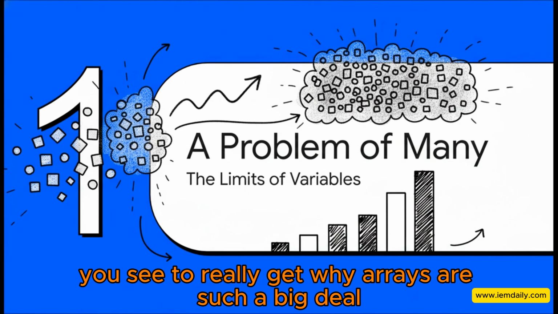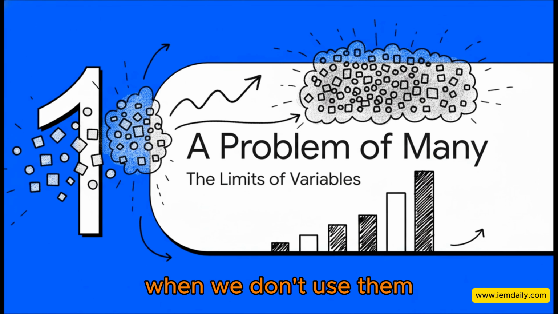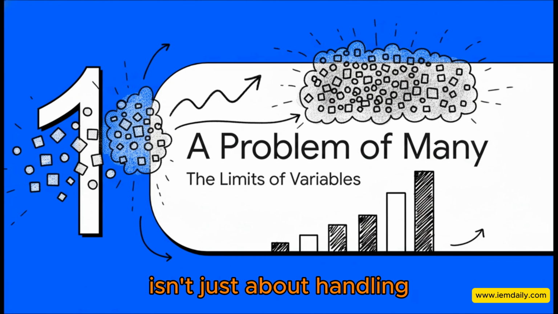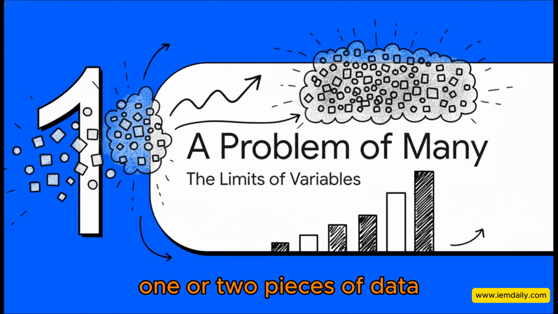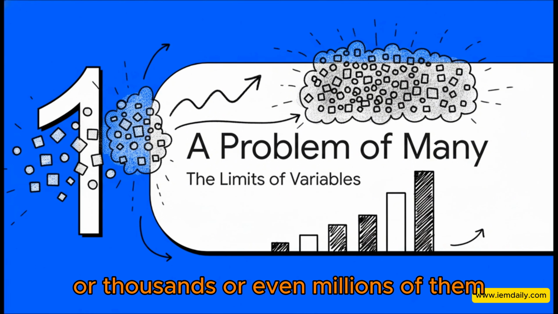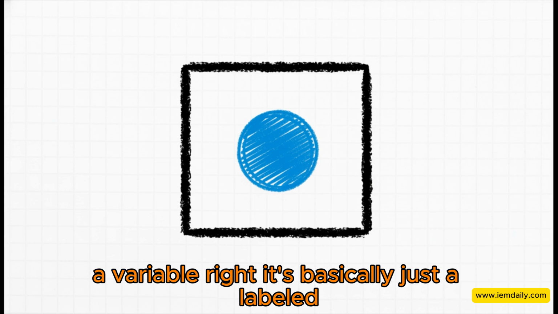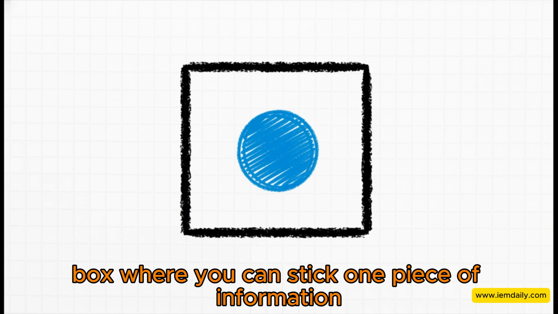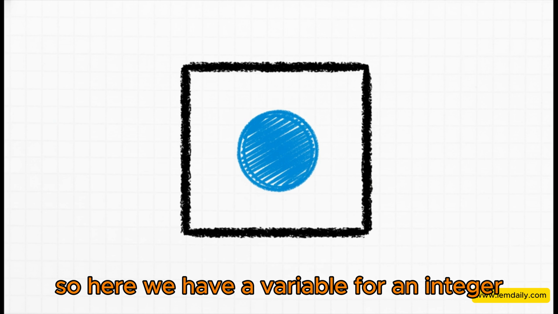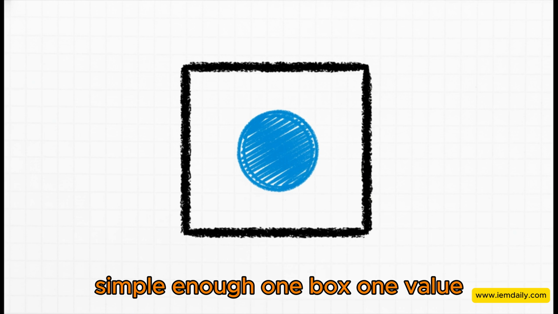You see, to really get why arrays are such a big deal, we have to understand what happens when we don't use them. The real challenge in programming isn't just about handling one or two pieces of data. It's about what happens when you have hundreds, or thousands, or even millions of them. Okay, let's back up to the absolute basics. A variable, right? It's basically just a labeled box where you can stick one piece of information. So here we have a variable for an integer, that's what int means, just a whole number. We've named it score, and we've put the value 95 inside. Simple enough, one box, one value.